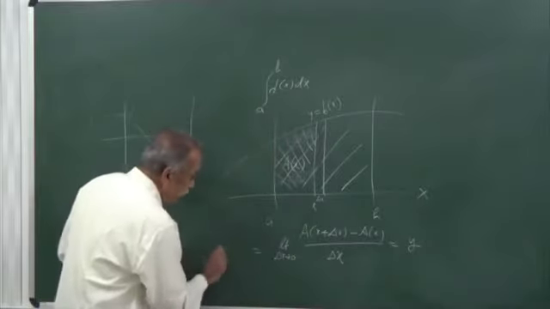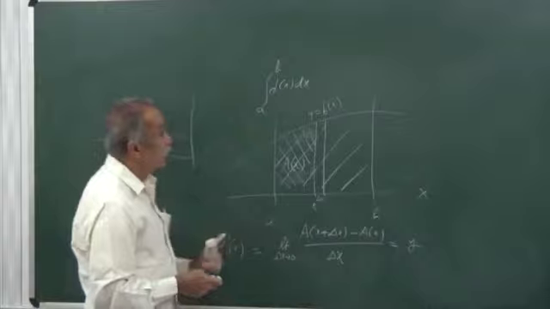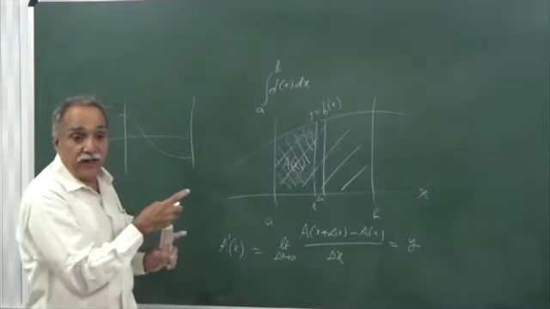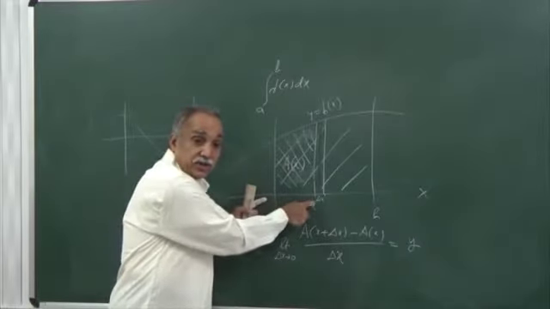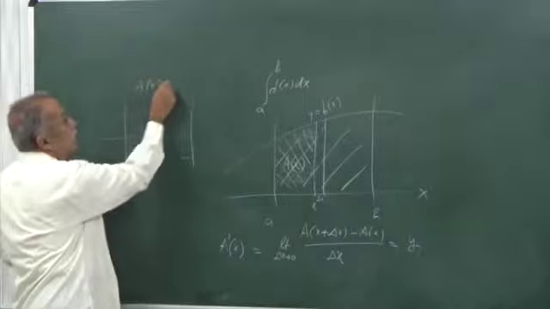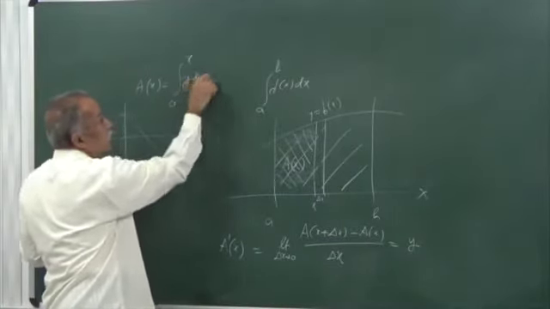This means the derivative of A with respect to x is y. Therefore, one expression for A of x must be the integral of y from limit a to x. That will be A of x. A of x is the integral from a to x of y dx, or f of x dx.